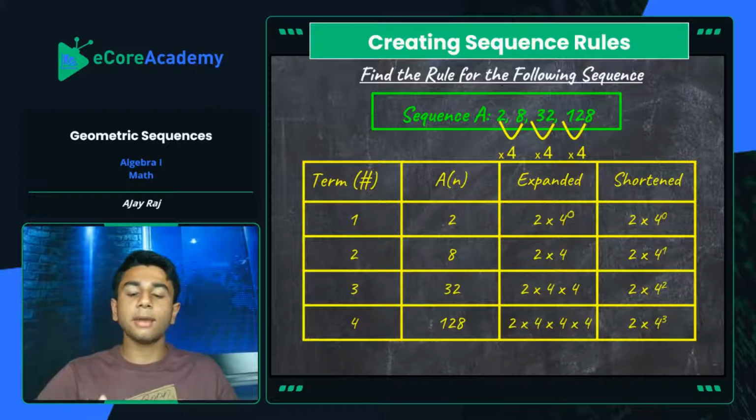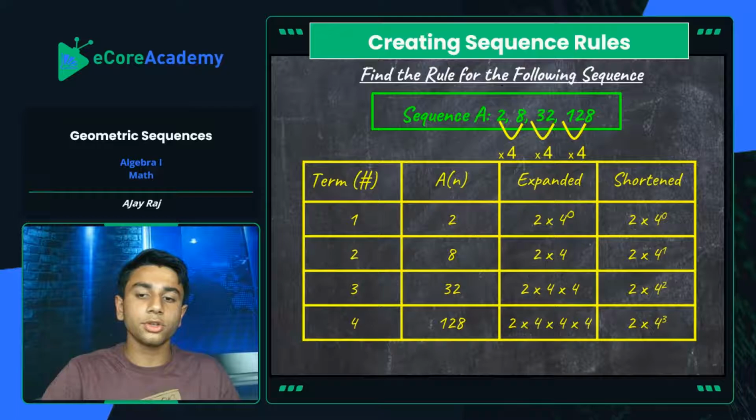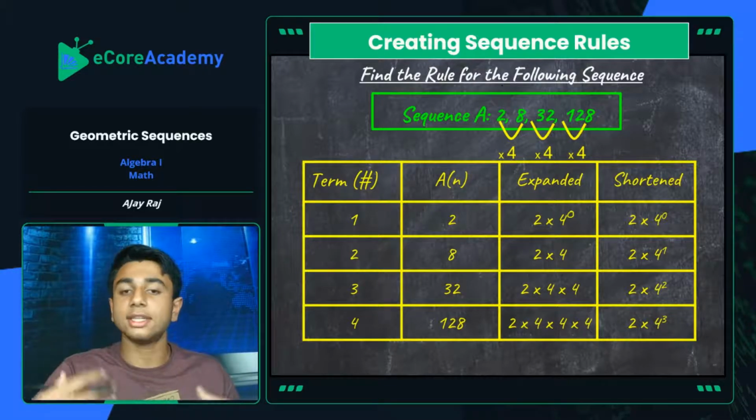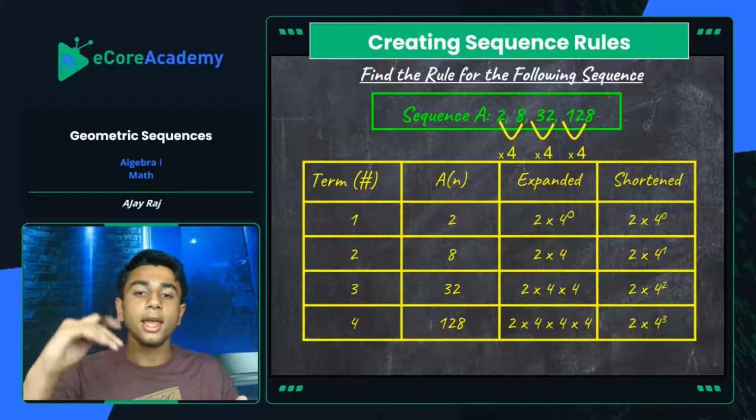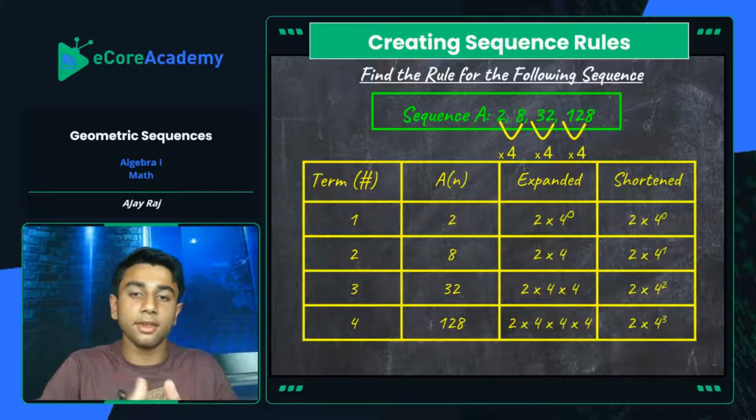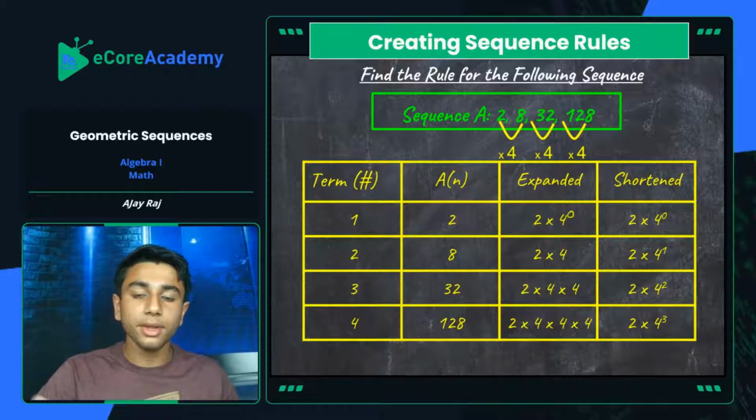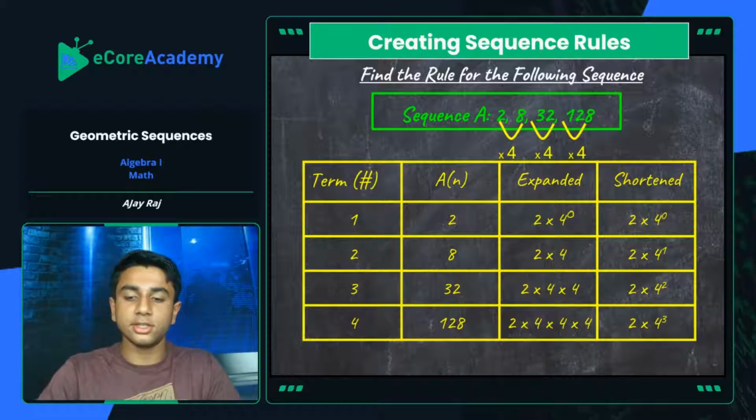Now, the reason why it's 2 times 4 to the 0 power, even though 4 is our common ratio, is that with the first term, you're not going to be multiplying by 4. It's going to stay the same. And whenever you raise any given number to the 0 power, it's going to be 1. So 4 to the 0 power is merely 1, so it's going to be equal to 2.